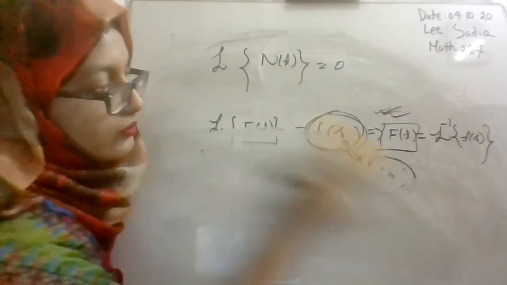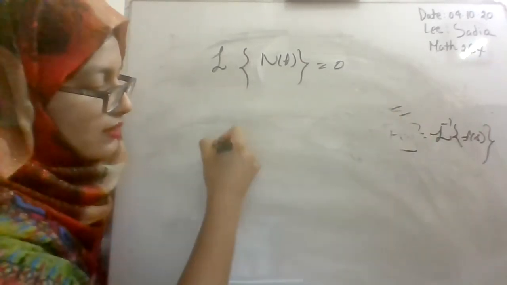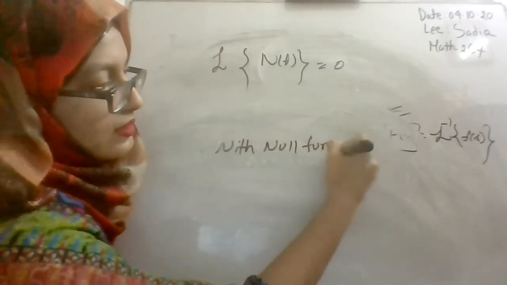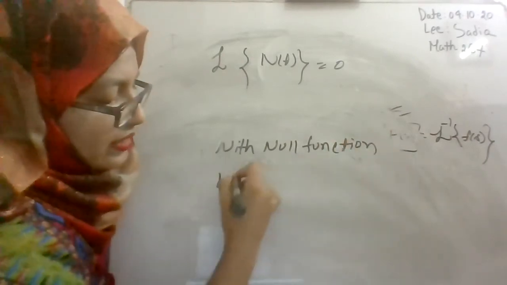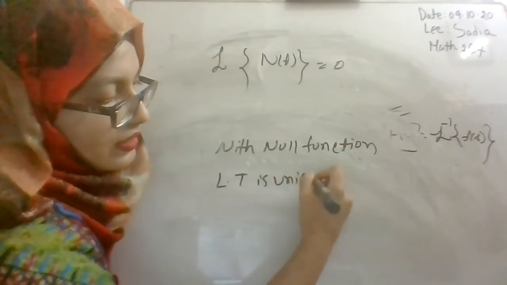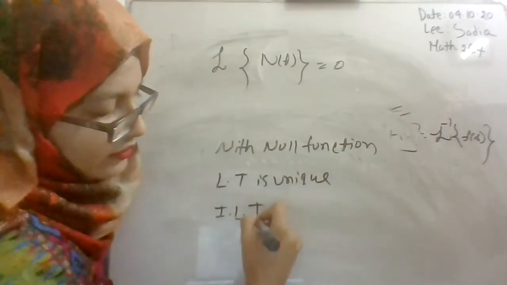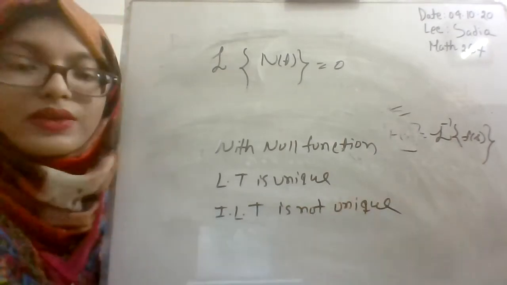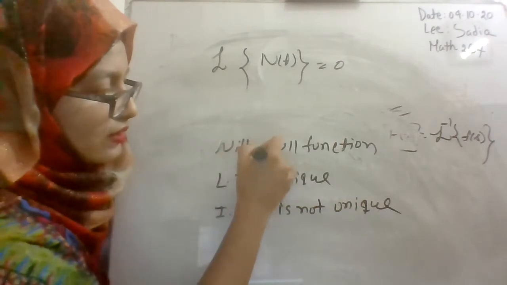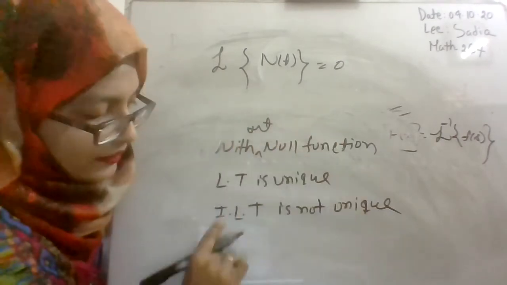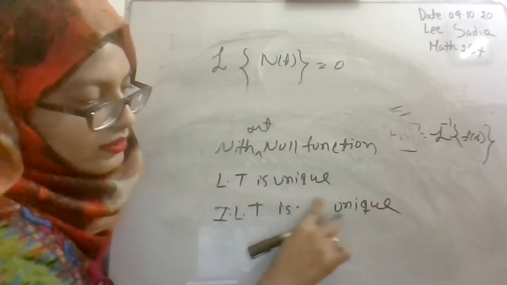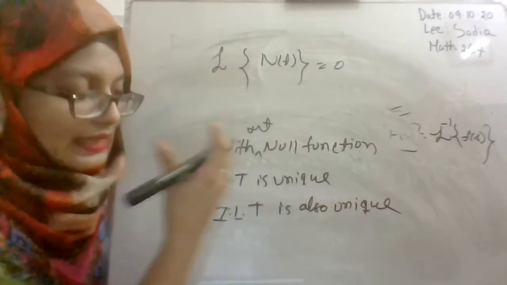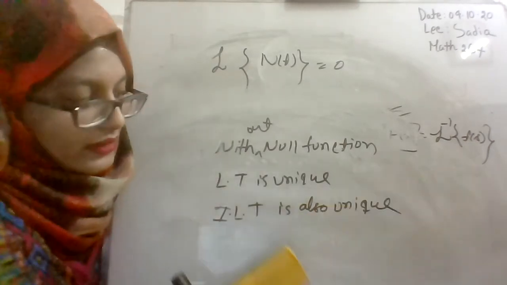Okay. So with the existence of the null function, our Laplace transformation is unique, but the inverse Laplace transformation is not unique. And without the null function, our inverse Laplace transformation is also unique. Okay, that's the main thing, and that's the necessity to learn about the null function.